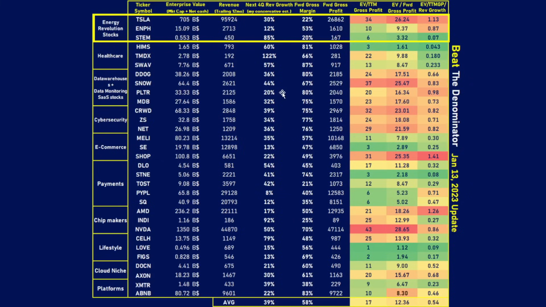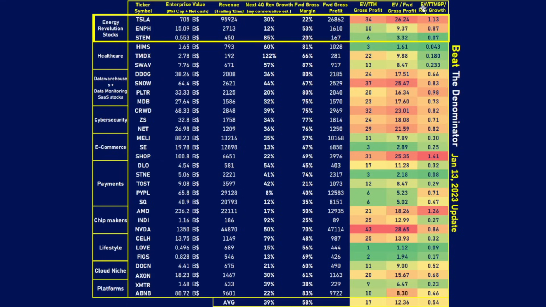And if you're new to the channel, how do I assess whether a stock is overvalued or undervalued? Well, I look at this metric called enterprise value over gross profit over revenue growth. The higher that number is, the more overvalued the stock is. So if you look at the spreadsheet, Shopify is the most overvalued stock. Then you would have Tesla, then AMD. AMD is actually more overvalued than Nvidia based on my spreadsheet.